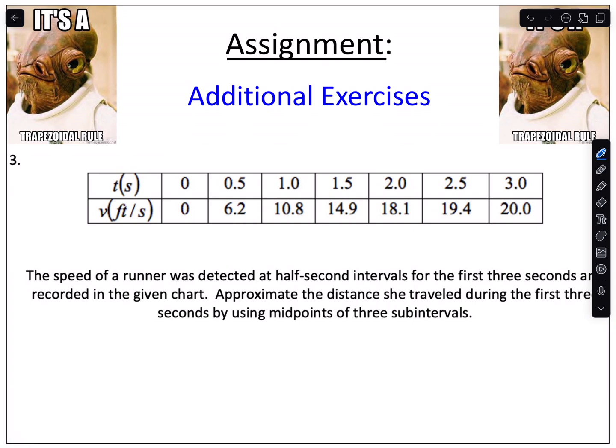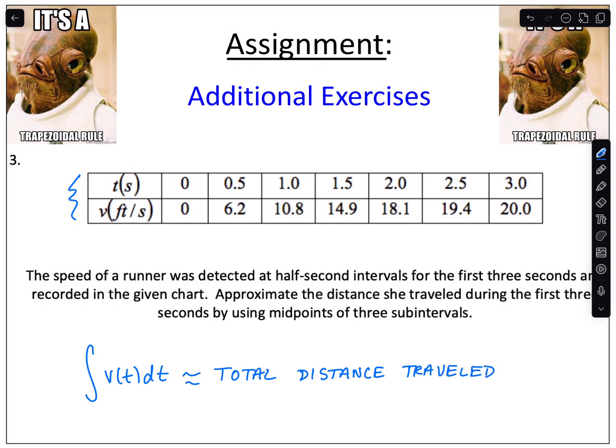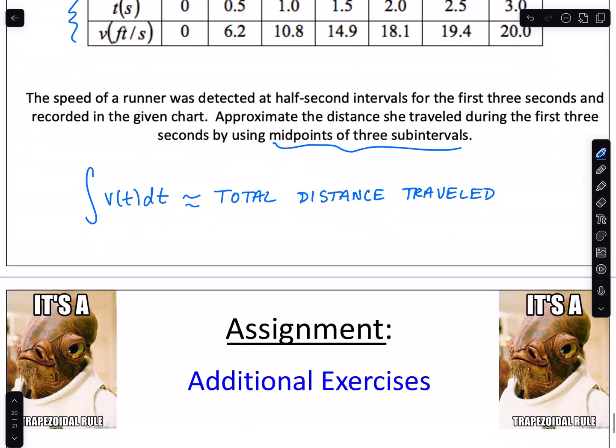Here it says approximate the distance she traveled. So notice here they give us kind of the velocity graph. As a hint, maybe we can say the integral of v of t dt. The area under the curve for our velocity time graph will be the total distance traveled. If you remember, this is actually an old conversation that we've had. I think it's even a conversation that we had last week at the end of the week. So just use the midpoint approximation, and when you find the midpoint approximation for the integral for a velocity time graph, that will be the total distance traveled.